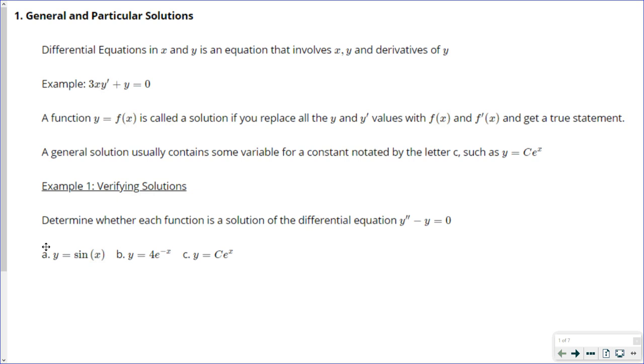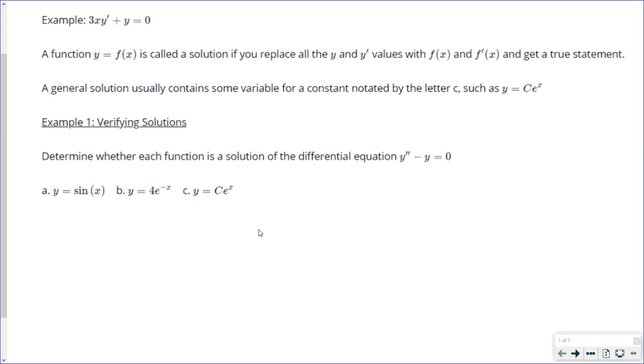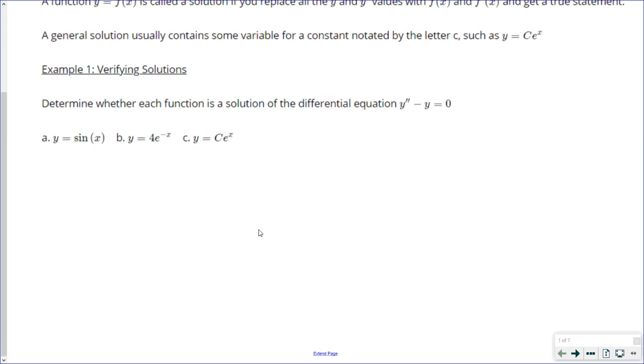Our general solutions usually contain a constant denoted by the letter c, like this one, which says y equals c e to the x. In our first example, we are going to determine whether each function is a solution for the differential equation y double prime minus y equals 0.